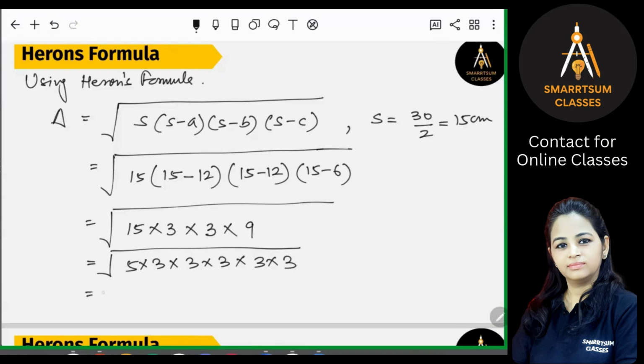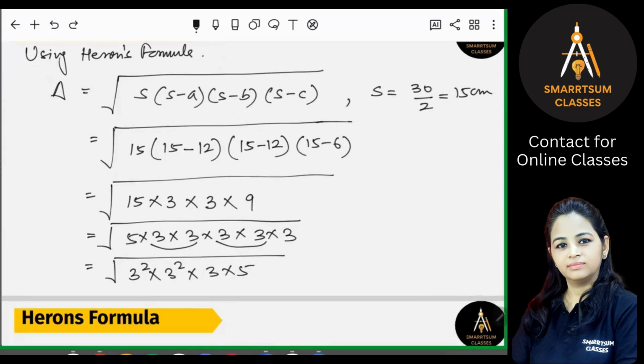Now make the pairs of equal prime factors. So this is 3 square, this is 3 square, so you can write 3 square into 3 square into 3 into 5. These two cannot be paired now. So what we can do is simply take 3 and 3 outside, so it will become 9 square root of 3 into 5. So this is 9 square root 15, right?